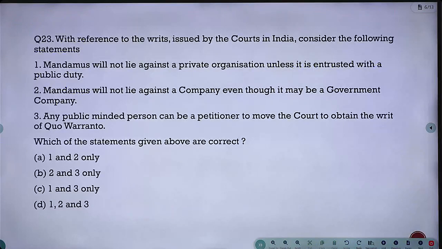And next question is, with reference to the writs issued by the courts in India, consider the following. So mandamus, he's talking about mandamus. Mandamus will not lie against a private organization unless it is entrusted with a public duty. Mandamus will not lie against a company, even if it may be a government company. And third one is any public minded person can be a petitioner to move the court to obtain the writ of quo warranto. So try to solve this question. Meanwhile, I'll explain.